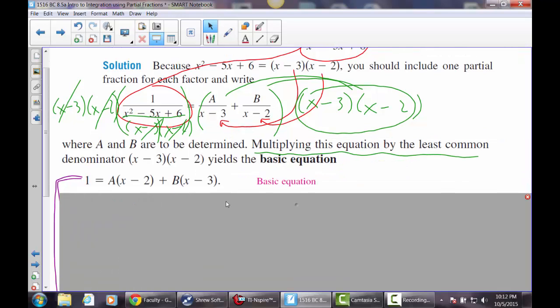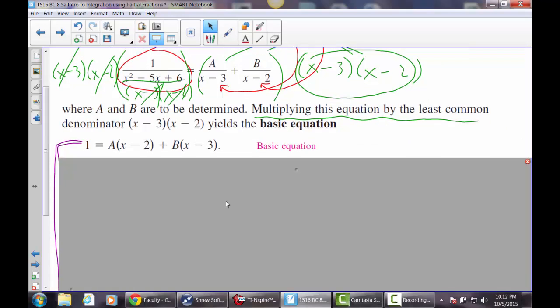Okay? Now at this point you might say, well, I'm no further ahead. Now I have 3 variables. But basically, this is what they call the basic equation. This is always going to be true for any value of x. So I very carefully select convenient values of x. If I replaced x by, say, 7, I'd still have an equation in two variables, a and b.